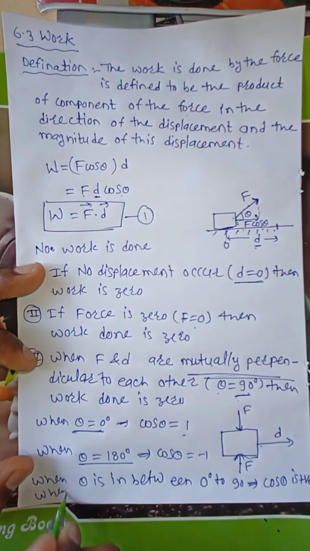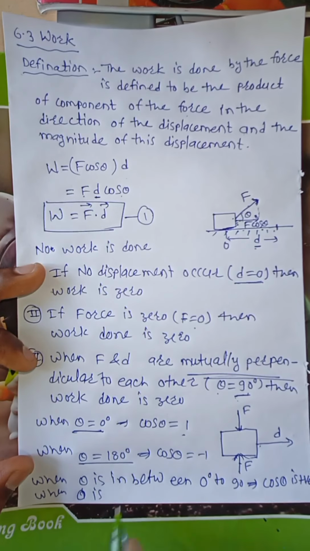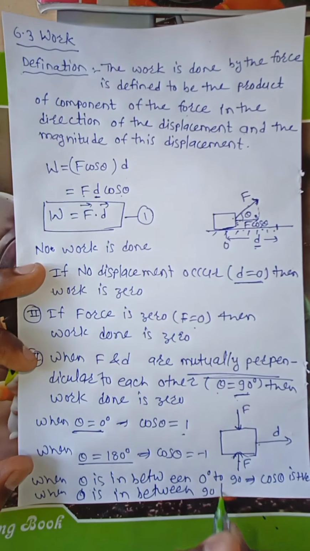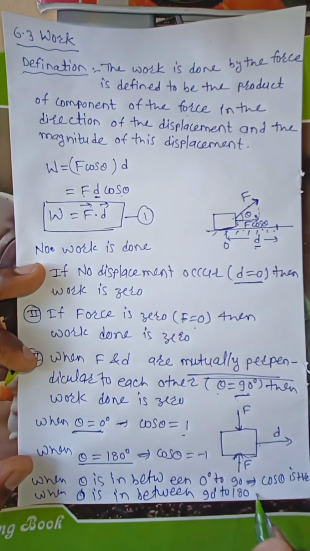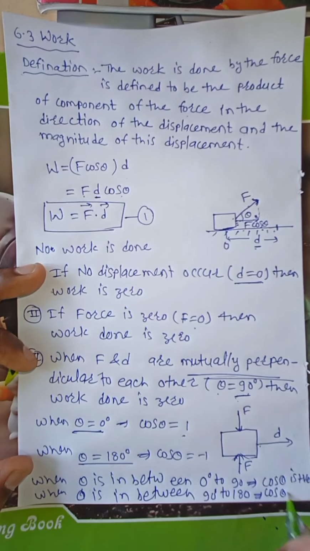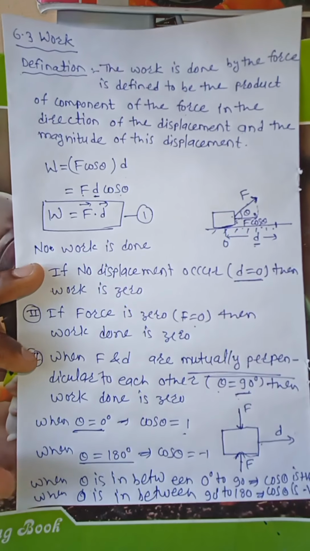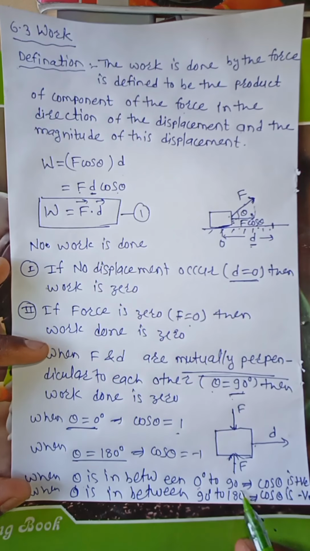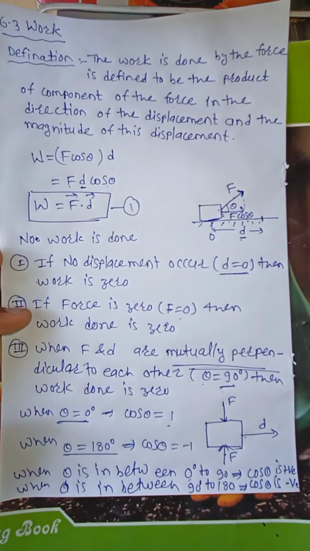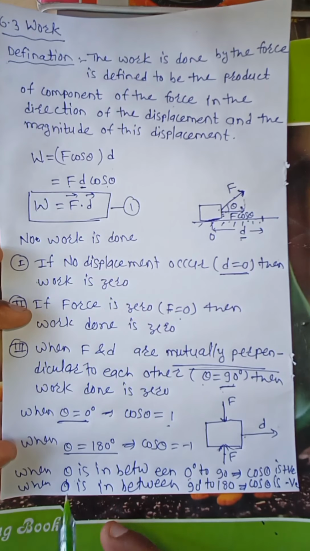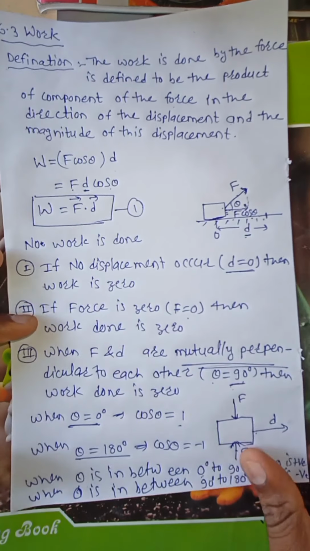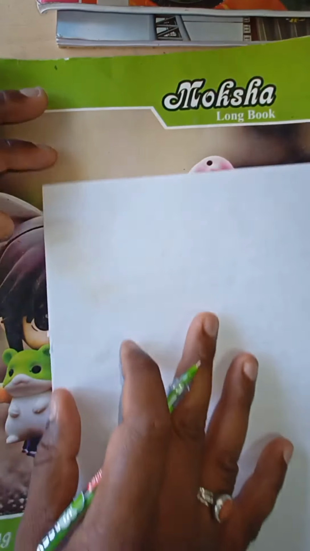And when theta is between 90 degrees to 180 degrees, cos theta is negative. So when the angle between force and displacement is 0 to 90, then cos theta is positive. When the angle between force and displacement, that is theta, is between 90 degrees to 180 degrees, then cos theta is negative. Now see here, next, SI unit.